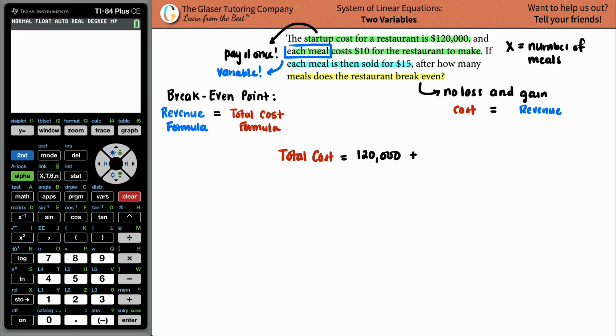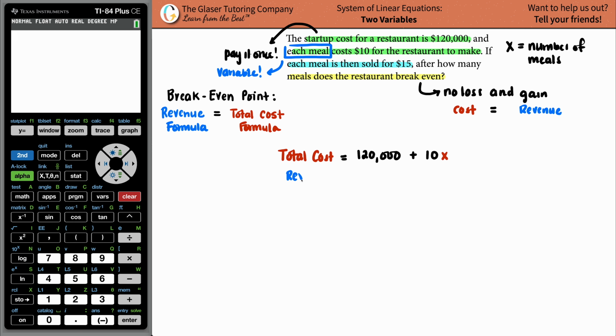And for this cost, each meal costs them $10. So that would be represented by 10 times x, because if it's one meal, it's $10. If you put a 2 in here, that's an additional $20, 10 times 2. 3 meals, that's 10 times 3, plus the one-shot $120,000. No more cost for this restaurant because the next sentence moves on to selling. They're selling. That's how they make money. So now we have the revenue formula.